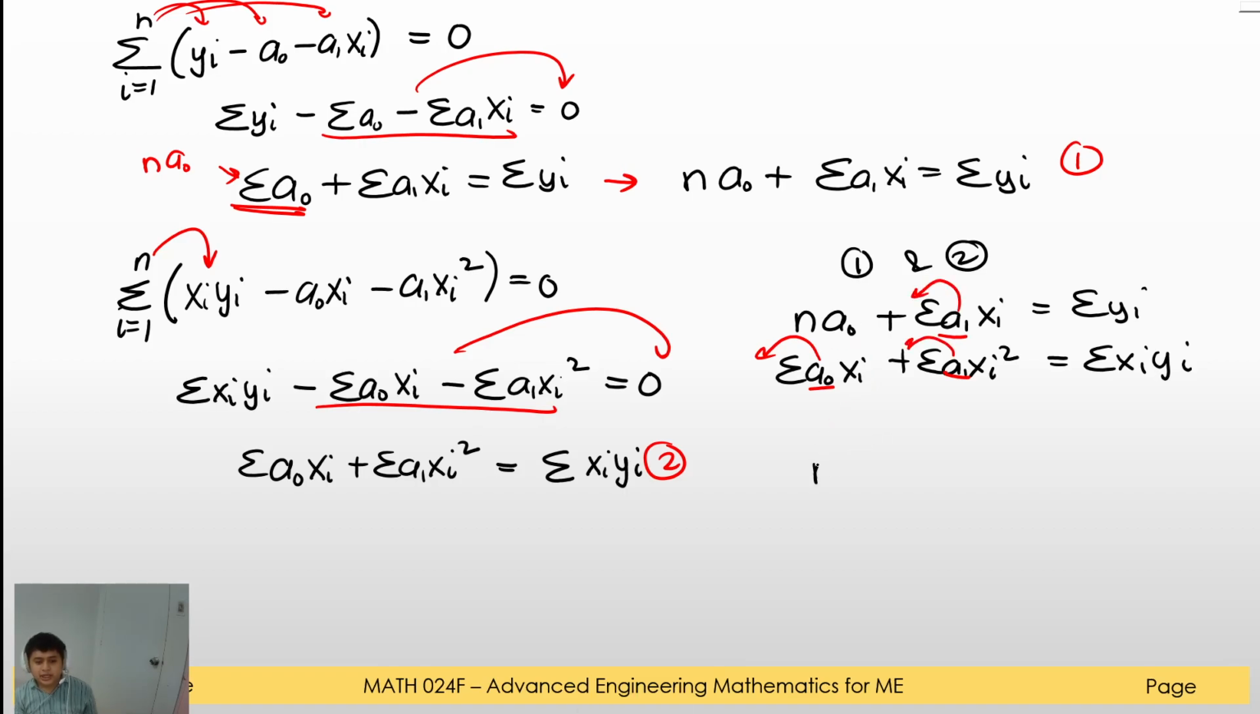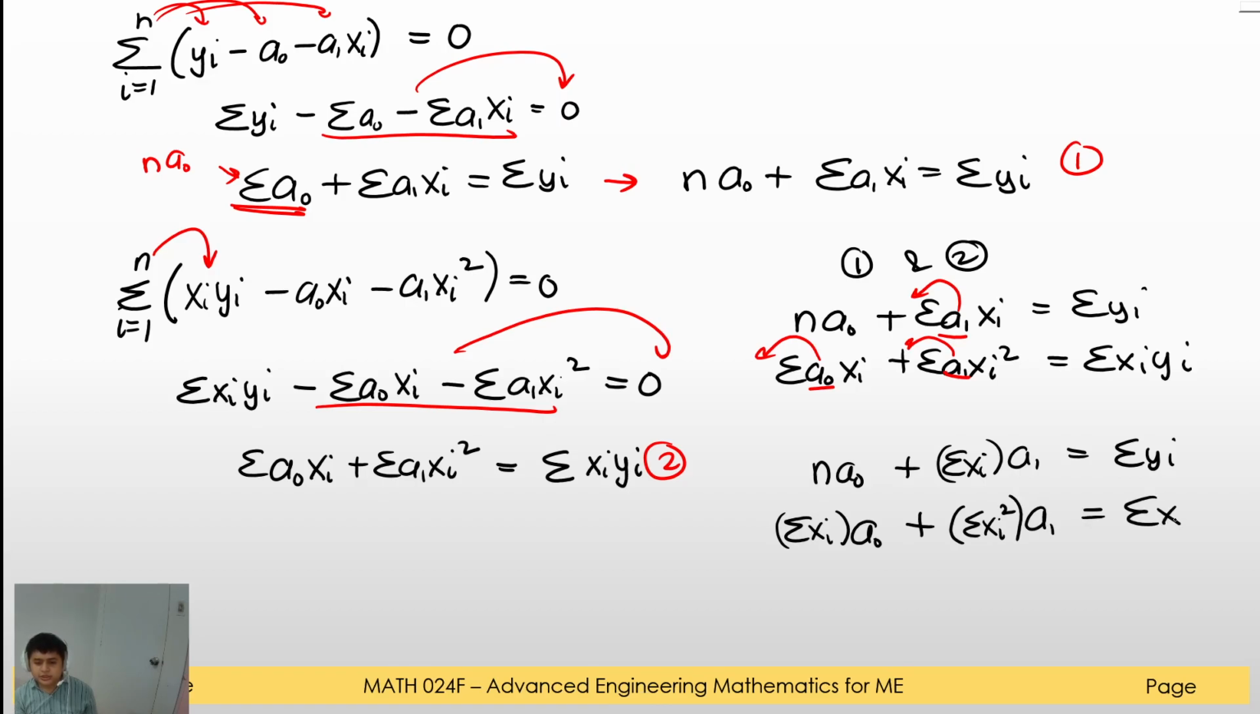So we can rewrite this as n a sub 0 plus a1 times the summation of xi is equal to the summation of yi. And then we have a naught times the summation of xi, actually I'll just swap this position, so we have the summation of xi times a sub 0 plus the summation of xi squared, actually this should be inside, times a1 is equal to the summation of xi yi.